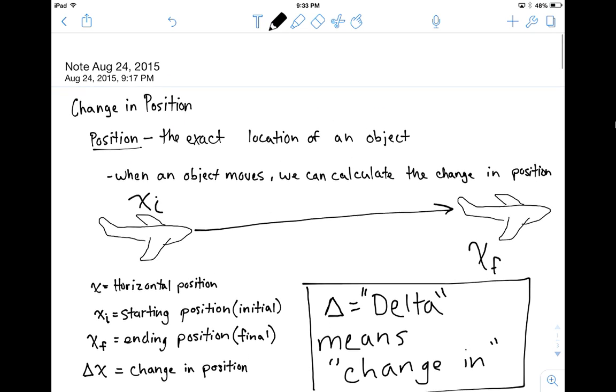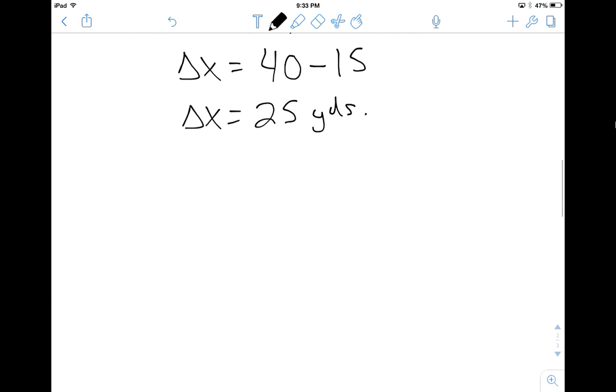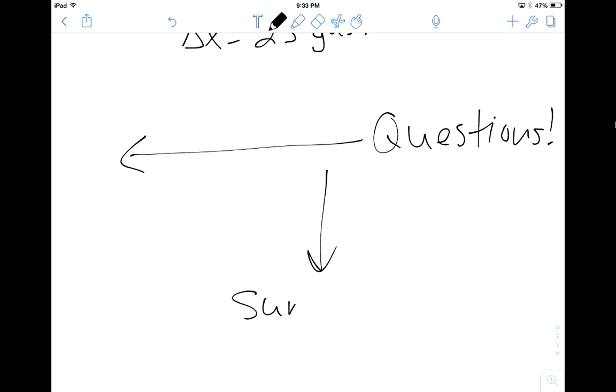If you have any questions, please feel free to ask. Remember, these are Cornell notes, okay? So over on this side, write questions. Down here at the bottom, write a summary.